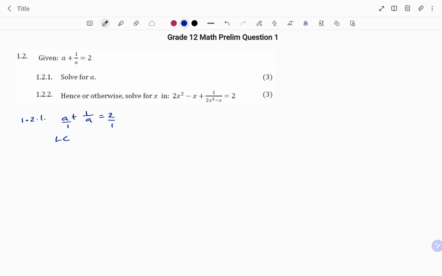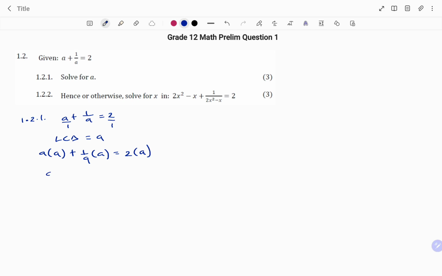The LCD, or the lowest common denominator, is a. So I'm going to multiply each term by our lowest common denominator, which is a. So I have a times a plus 1 over a times a equals 2 times a. I'm trying to get rid of the fraction.